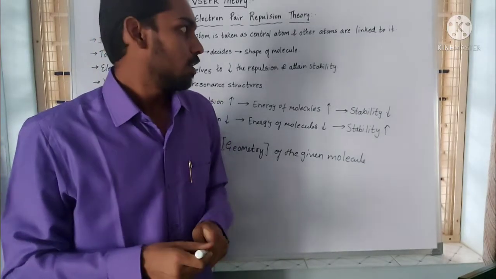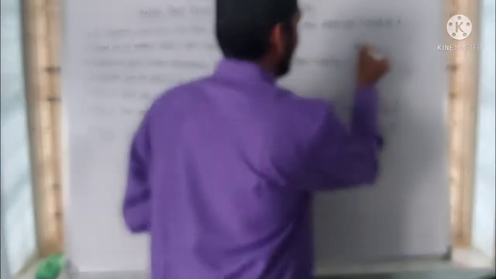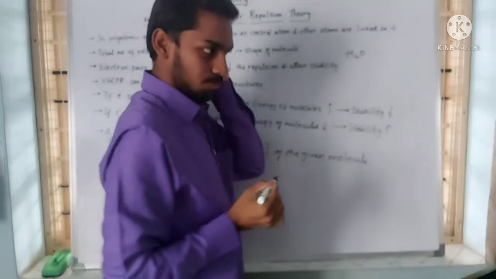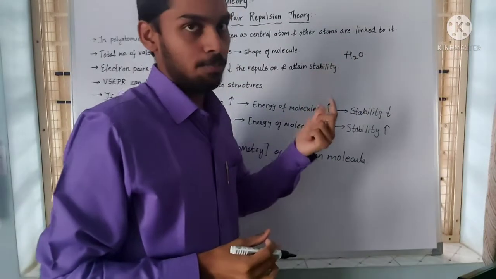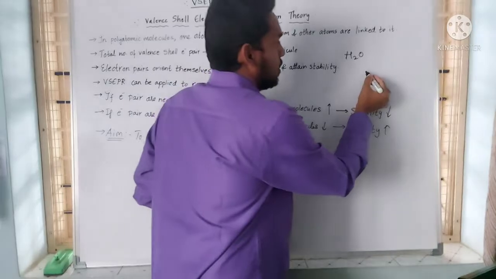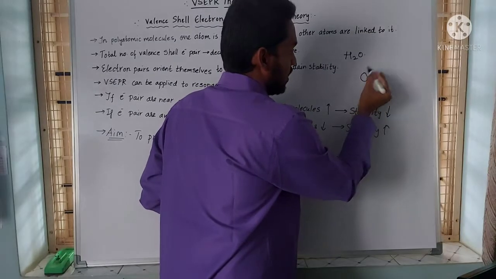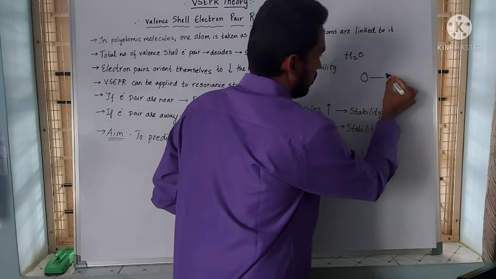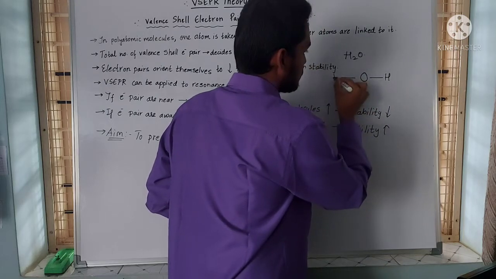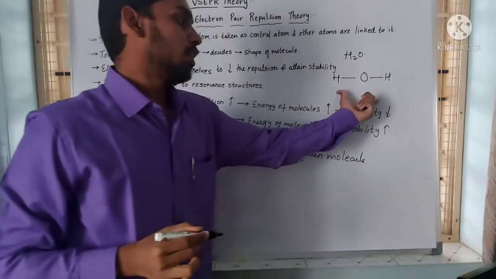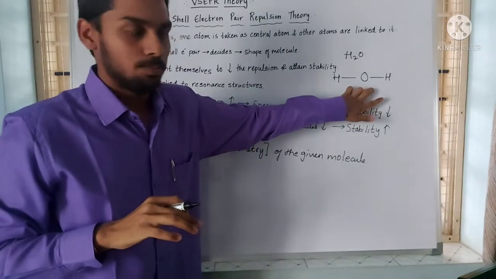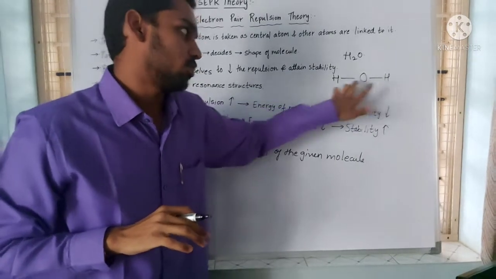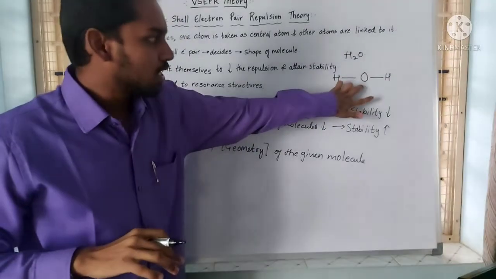For example, let me take the simplest molecule, water. When I take water, it comprises 2 hydrogen atoms and 1 oxygen atom. Let me consider oxygen as the central atom and hydrogen bonded to it. We generally assume that water may be in this shape because it has an oxygen and 2 hydrogens, right? So oxygen is the central atom.